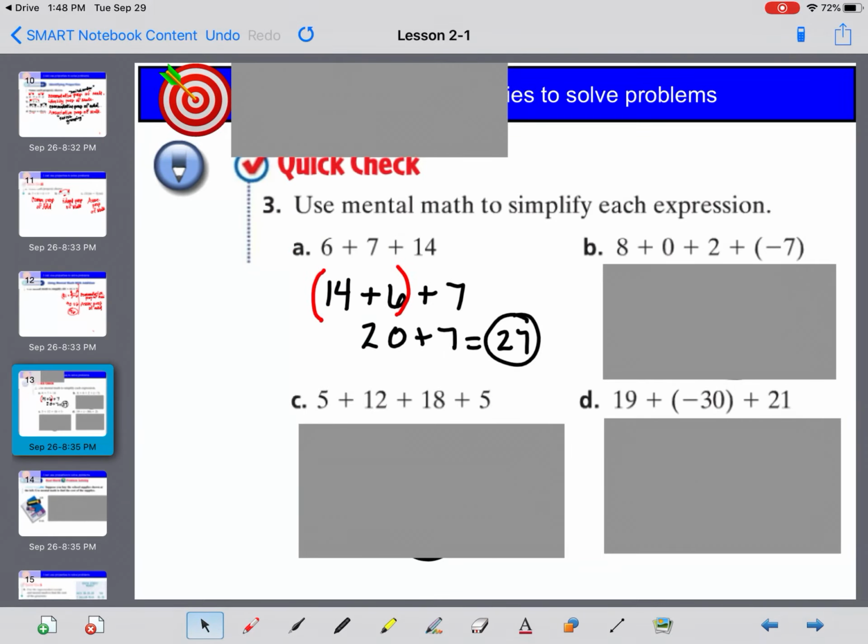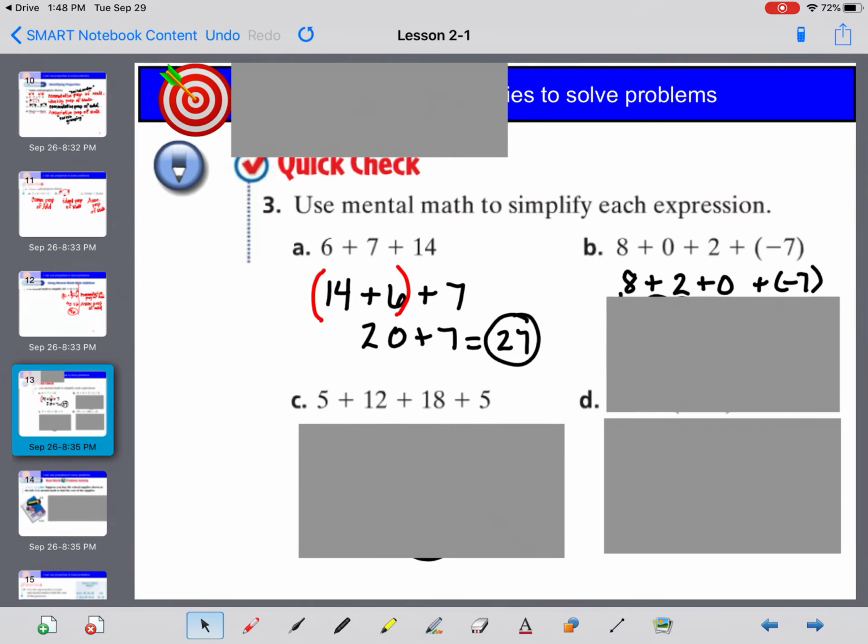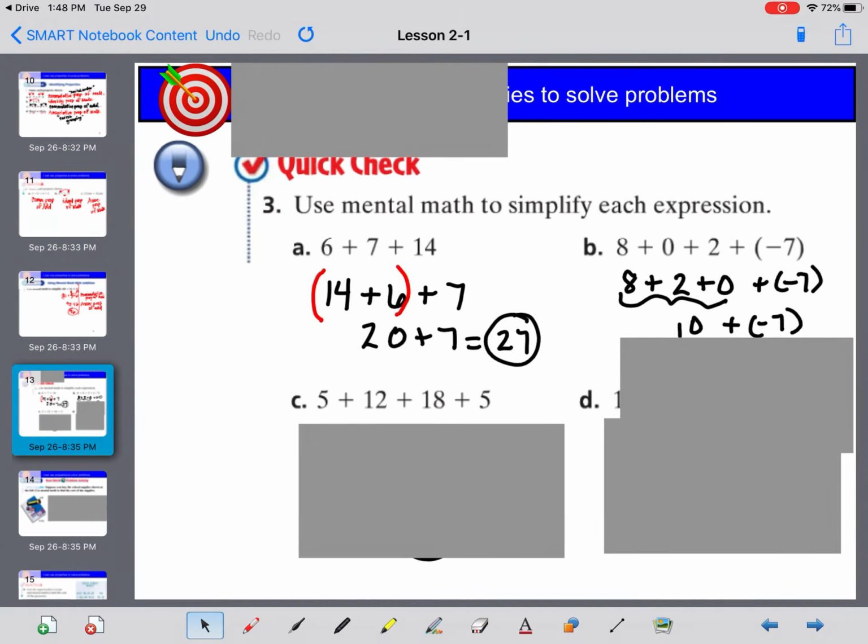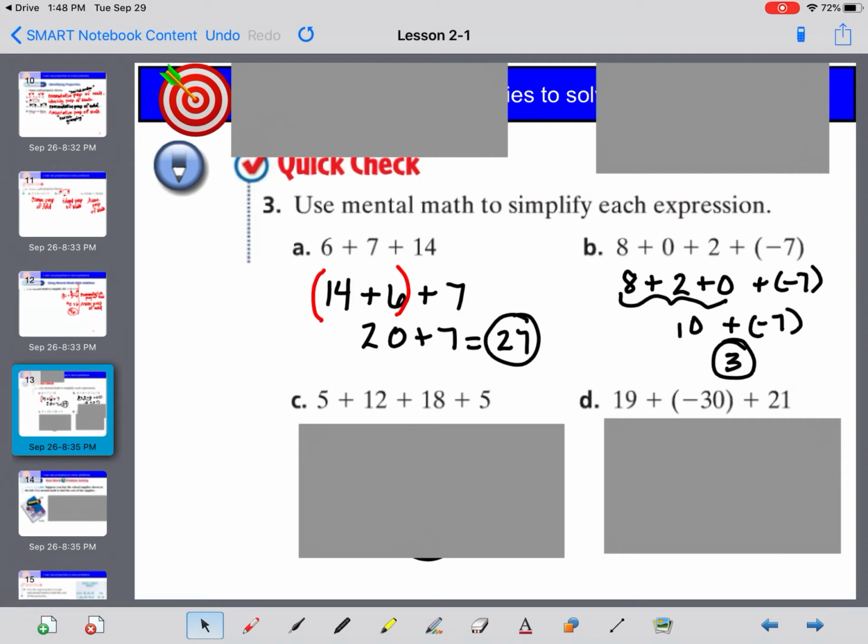Okay, the next one, 8 plus 0 plus 2 plus negative 7. Well, I noticed that 8 plus 0 is the identity property of addition. And so the first thing that I would do is add these all together. 8 plus 2 makes a 10, plus 0, and I get 10. 10 plus negative 7 is 3. If you wrote down the properties, that's awesome. I'm really happy about that. I just don't have enough room.